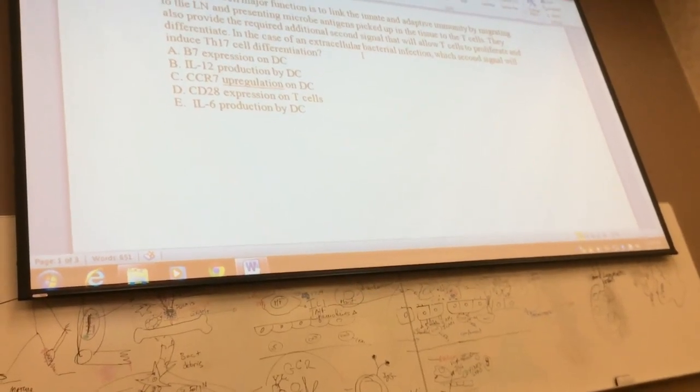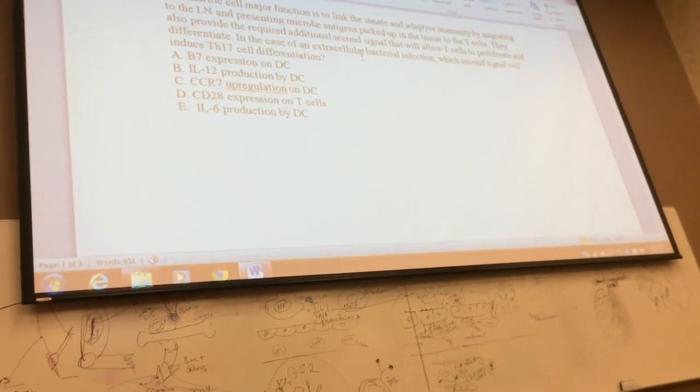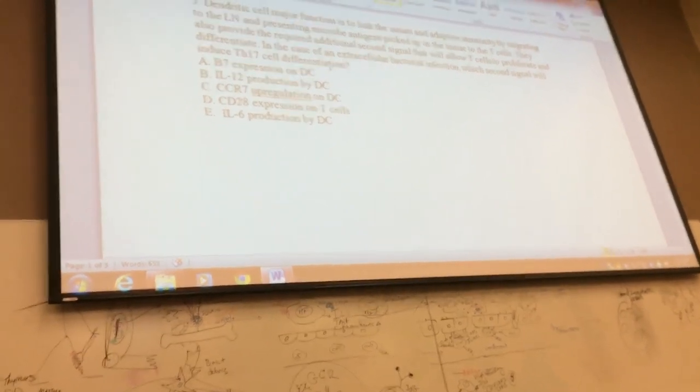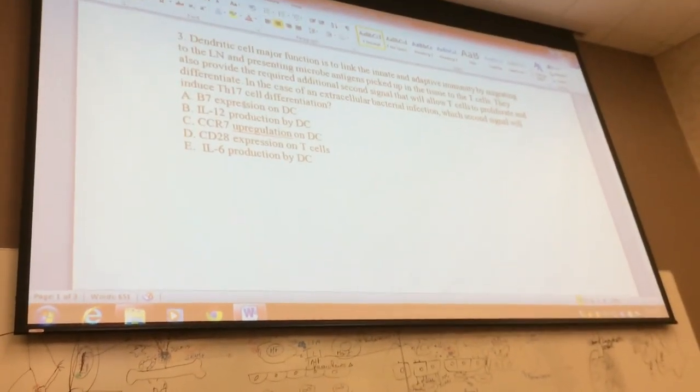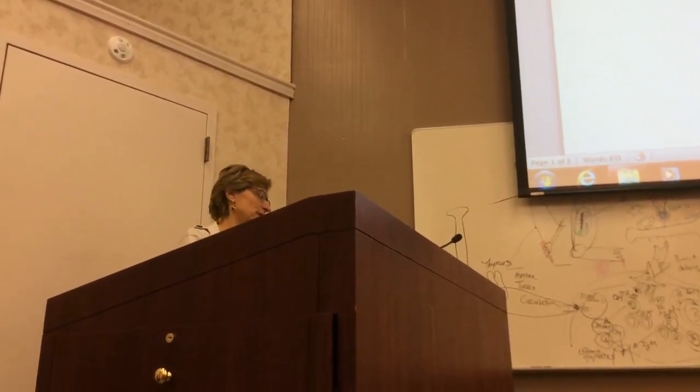Which one is it? IL-6. And we learned about that yesterday, right? So remember, B7 will be a costimulatory molecule, but of course it's going to be necessary for all types of interaction, so not necessarily Th17. IL-12 will give you what type of response? Th1. Obviously CCR7.